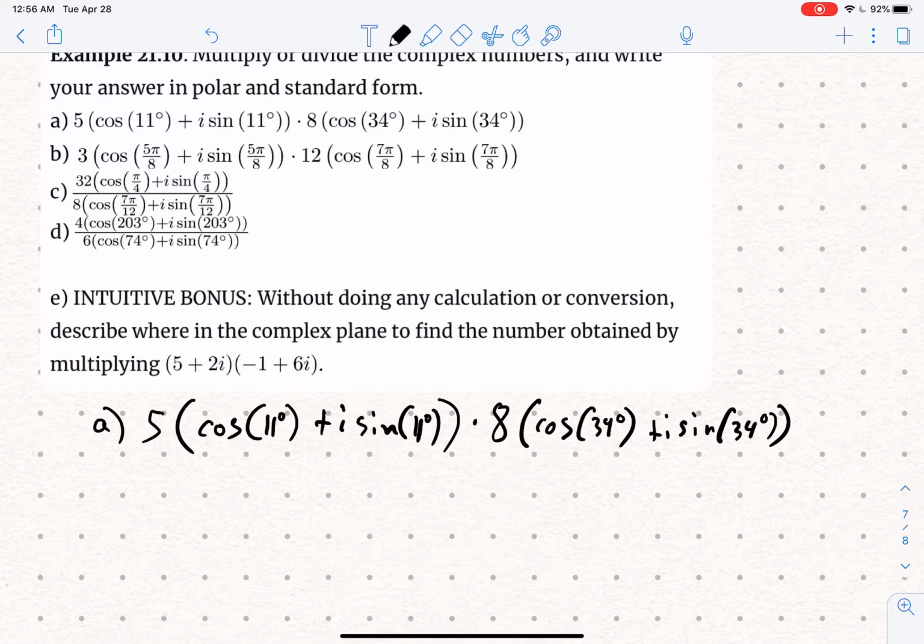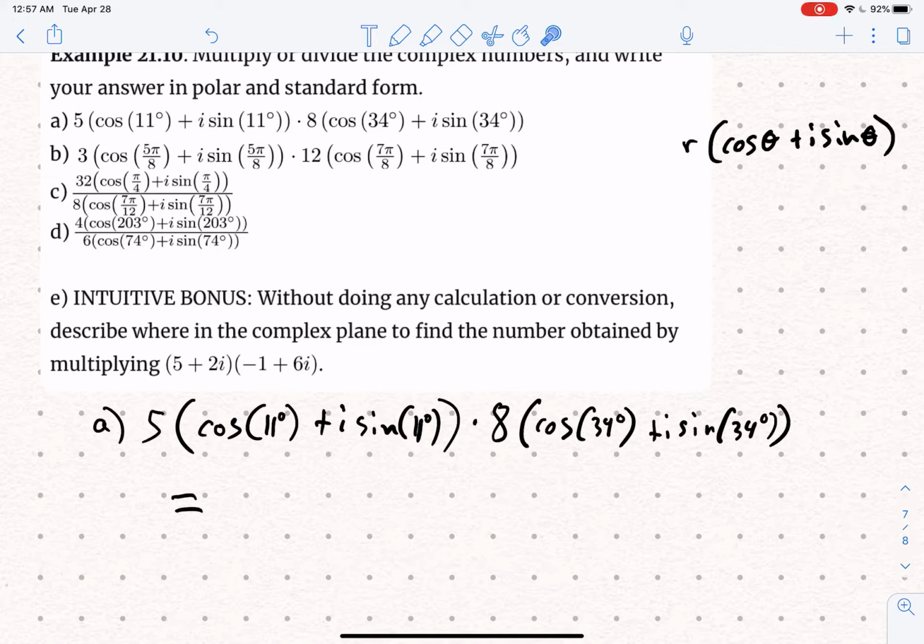Great. And what do we do? Well, what is this going to be equal to? Since we're multiplying two complex numbers, we want to get a new complex number, and we want that new complex number to be in the form r times cosine theta plus i sine theta. That's our polar form that we're after. And the formulas above tell us how to find that polar form.